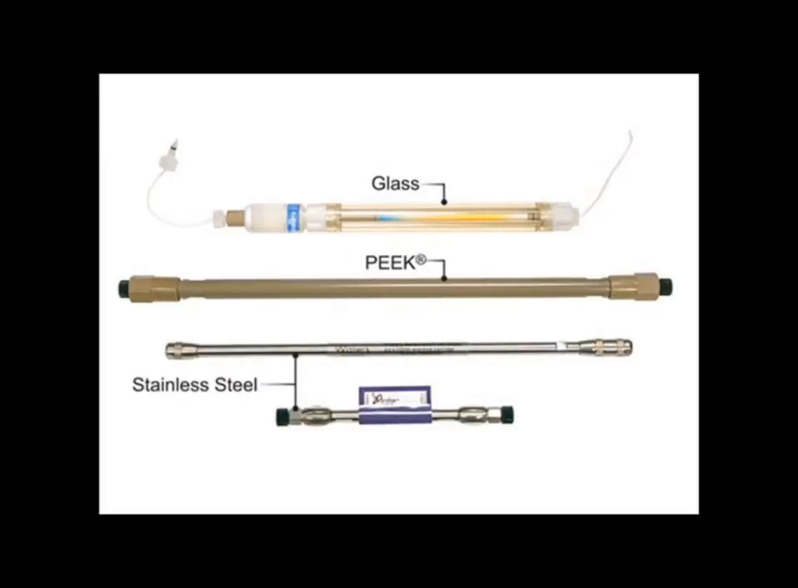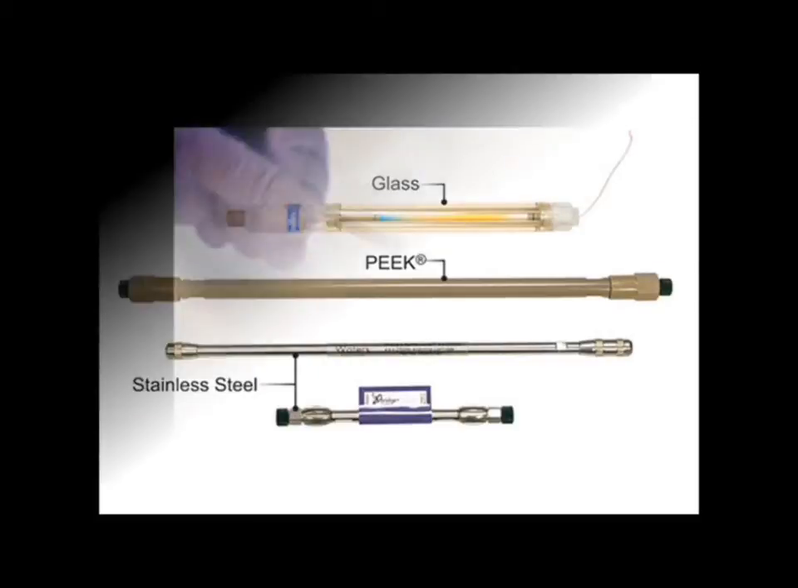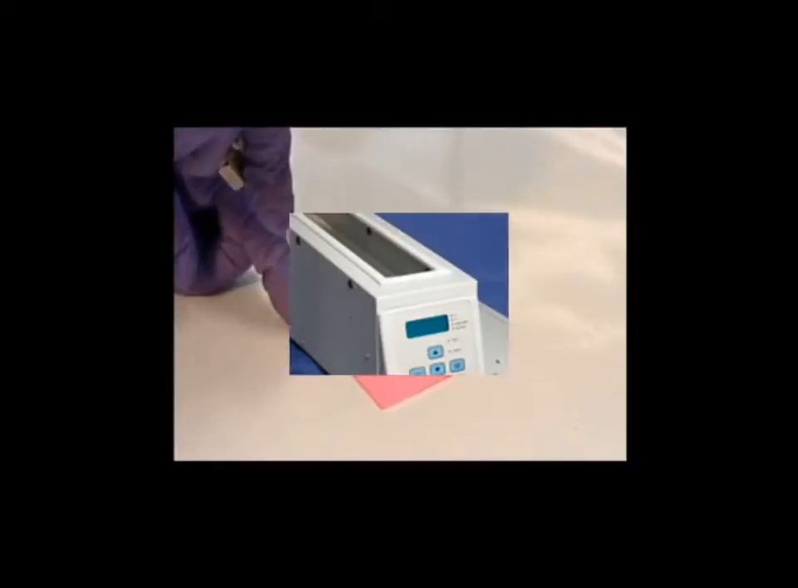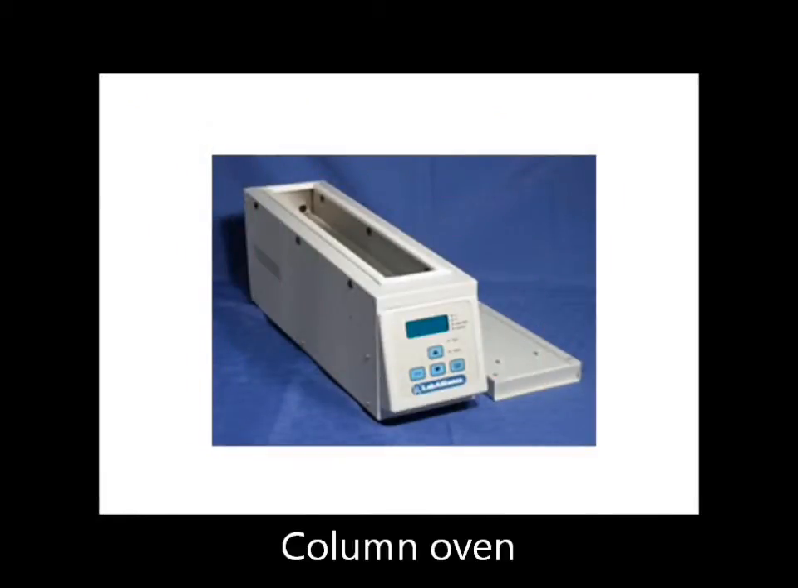Column packing is usually silica gel because its shape, surface properties, and pore size give us a good separation. Other materials used include alumina or an ion exchange resin. The column oven controls the column temperature. It's a strong determinant of retention time and also affects column selectivity.